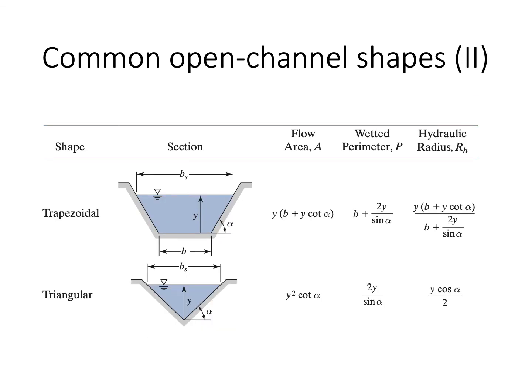Of course, we can have other kinds of channels like this trapezoidal channel, which is very much like the Canal Imperial de Aragón, and a triangular channel like the one shown below.